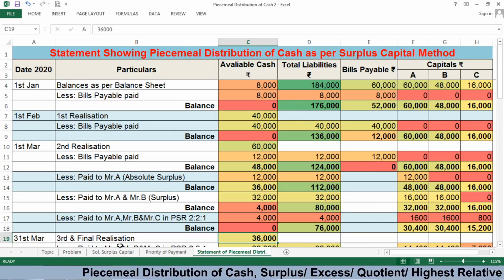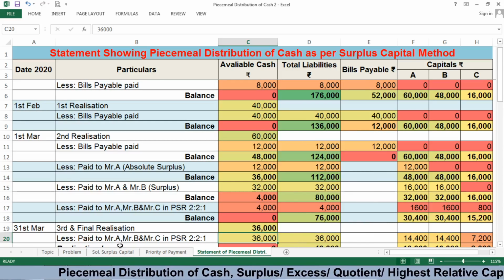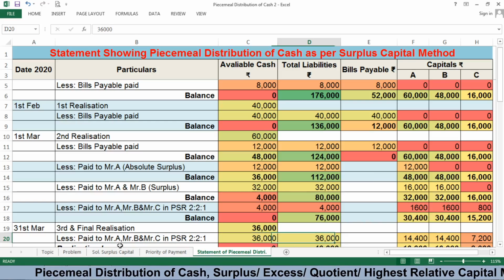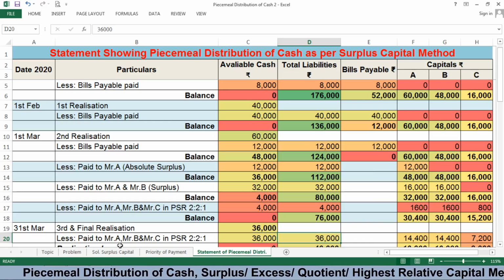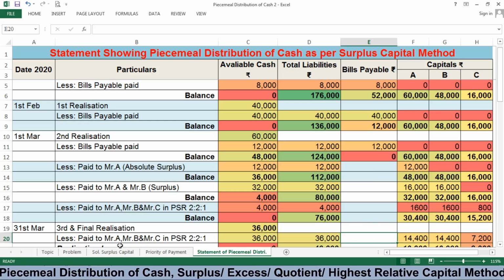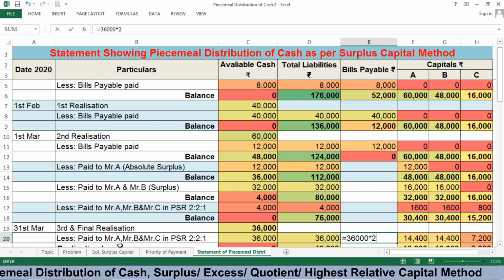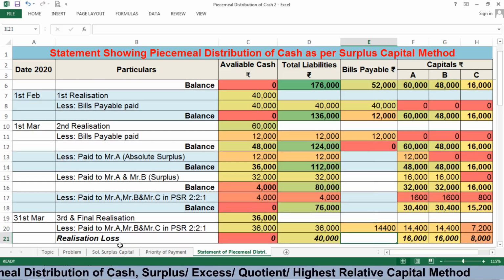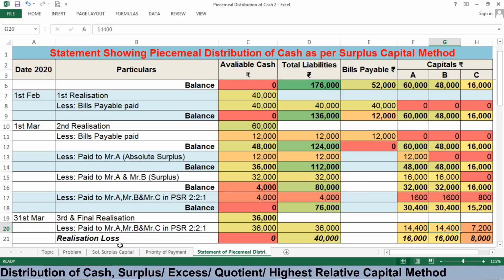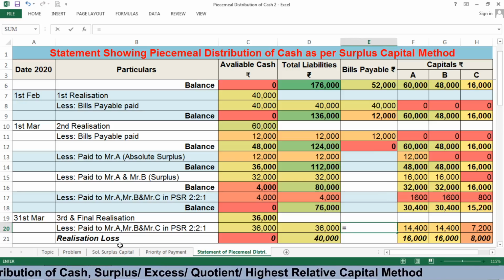Now we have 36,000, and the next step is to pay all this money to all the partners in the ratio of 2:2:1. So cash will be reduced by 36,000, total liability will be reduced by 36,000, and the calculation you can do with a calculator: 36,000 into 2 divided by 5 comes to 14,400. So Mr. A will get 14,400, Mr. B will get 14,400, and Mr. C will get rupees 7,200.